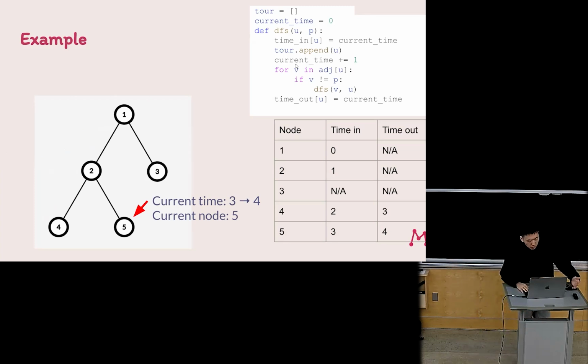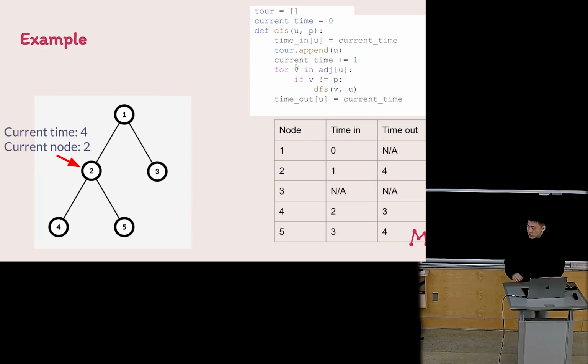So now when we go back to node 2, we've recorded all of our time ins and time outs for 4 and 5, which are 2's children. And so now we're done traversing for 2, and so we record that for time 2, we clock out at time 4. So now we go back up to 1.